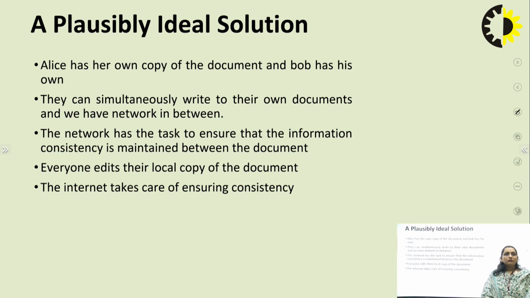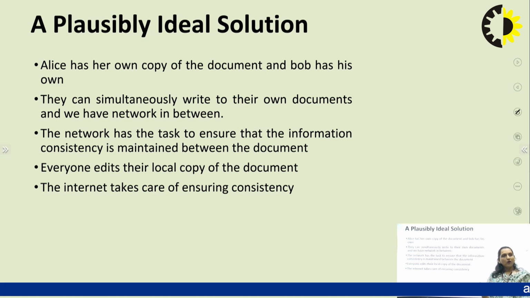Okay. So this is a solution: Alice has her own copy of the document and Bob has his own copy. They will simultaneously write on their documents, and the network will take care of the document being shared between them. The network has the task of ensuring information consistency, because that information has to be delivered between Alice and Bob, and consistency has to be maintained between our documents.